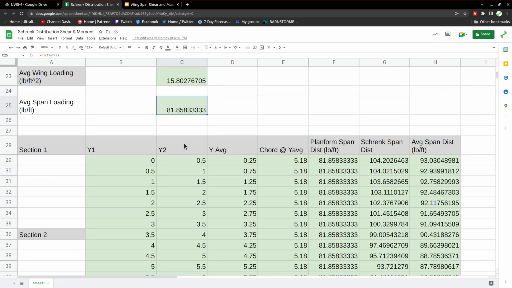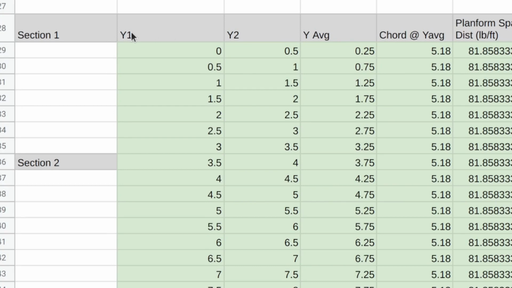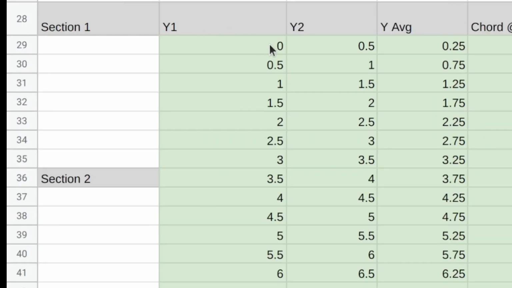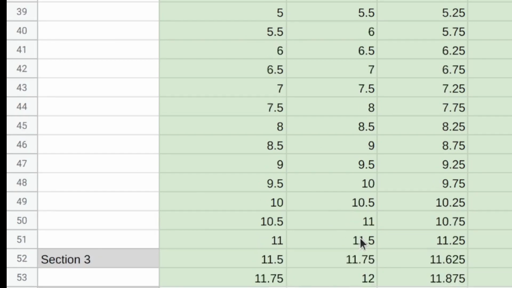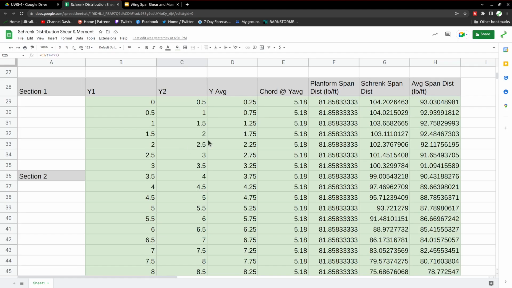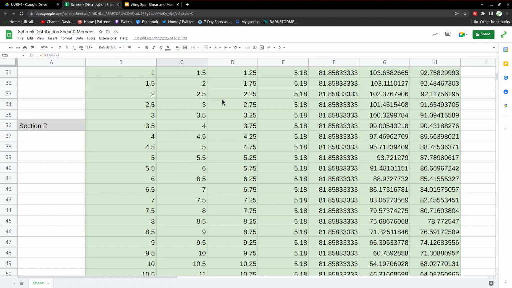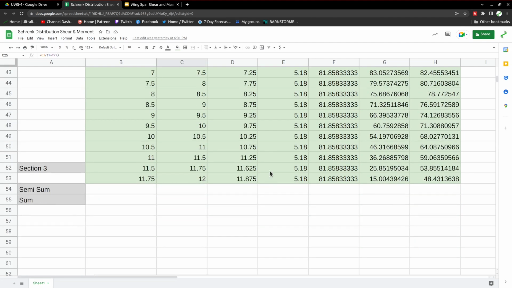Now let's talk about our Y1, Y2, and Y average. I mentioned it in the previous slide, but Y1 and Y2, so you can see I have quite a few sections just here in this first section. So Y1 at 0 is at the fuselage, Y2 at 12, that's out at the wingtip. So you can see I'm going in half-foot steps for each of my subsections, and then Y average is halfway between Y1 and Y2. I also put the chord down in here at each one of these sections. Now we got a rectangular wing, so it's going to be the same for all of our subsections.